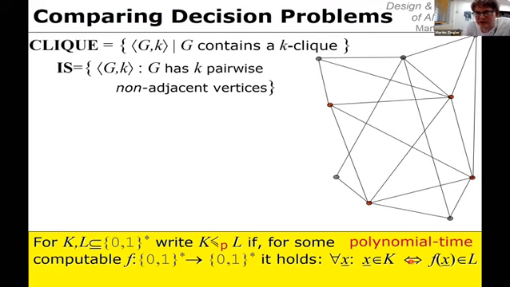And this formalizes our example about the clique and independent set problem. Let's reconsider these two problems, and let's consider K, the first decision problem, to be the clique problem, and let's consider L, the second decision problem, to be the independent set problem. And we claim that these two problems indeed admit a polynomial time reduction, namely the graph complementing function is a polynomial time reduction. So what does it mean?